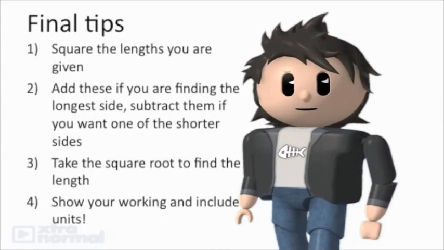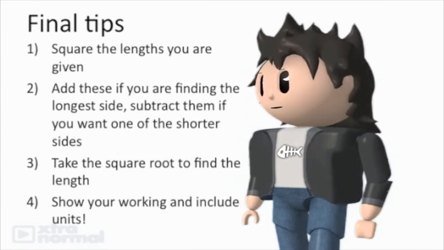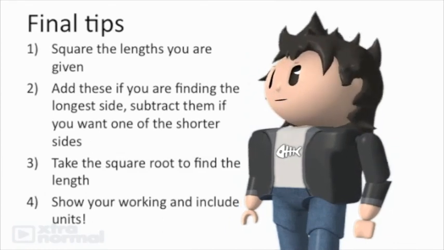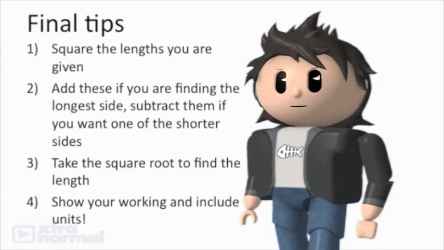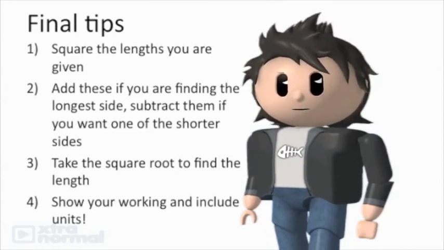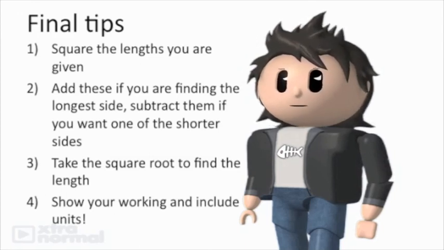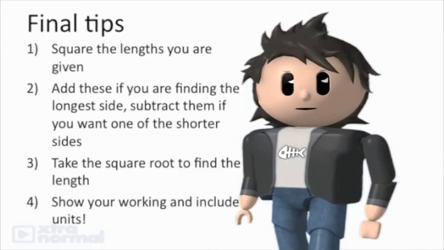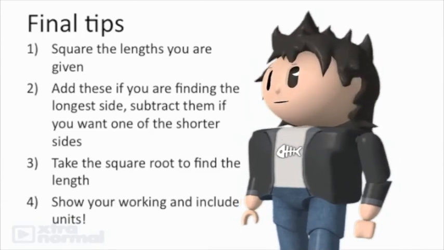So remember, firstly square the lengths you are given. Add these values if you are finding the longest side. Subtract them if you are finding one of the shorter ones. Finally, take the square root to find the missing length. Don't forget to show all your steps of working to gain full method marks.